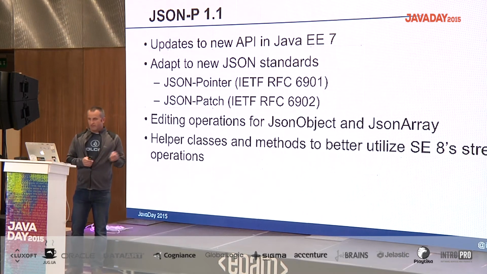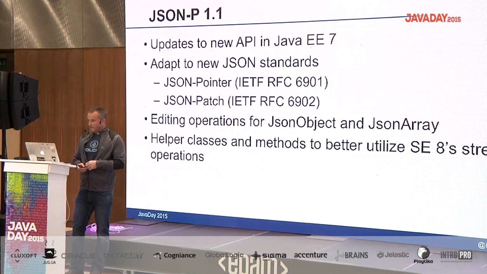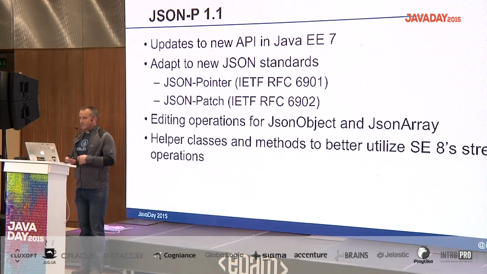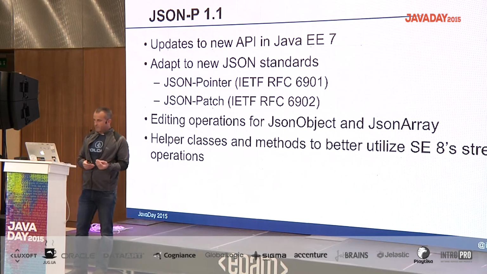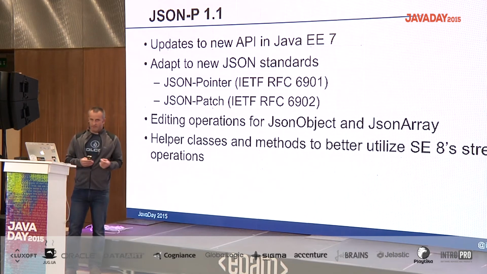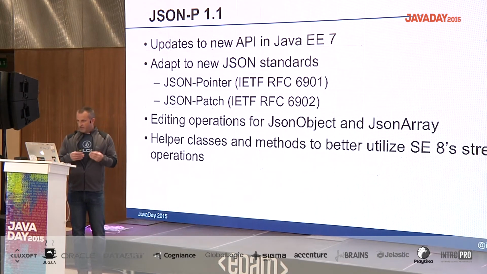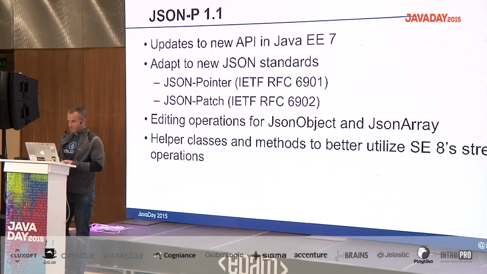JSON-P will also be updated in Java 8. And like many other web standards, JSON is also moving forward steadily. And two of the standards are JSON Pointer and JSON Patch. And JSON-P will aim to support both of these new web standards. And also, JSON-P aims to better align with Java SE 8, especially to use Java 8 streams.